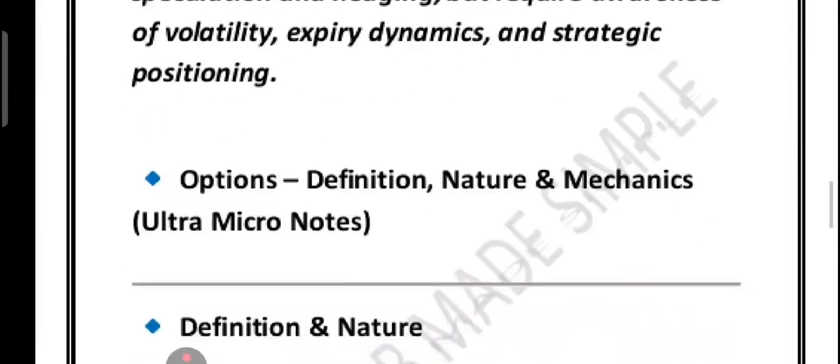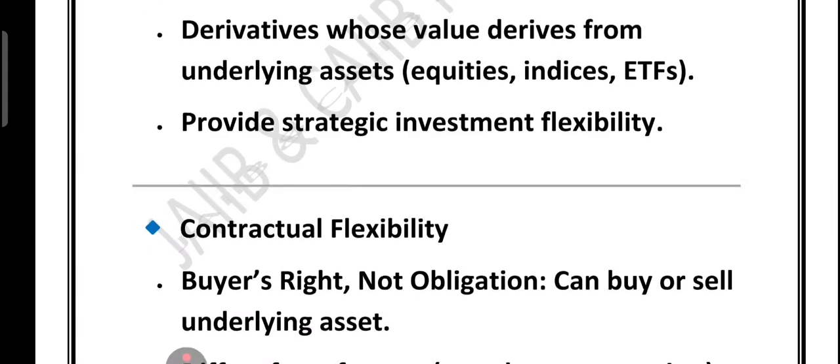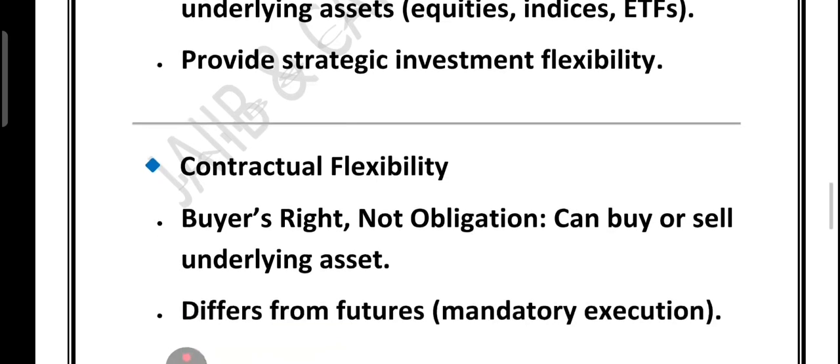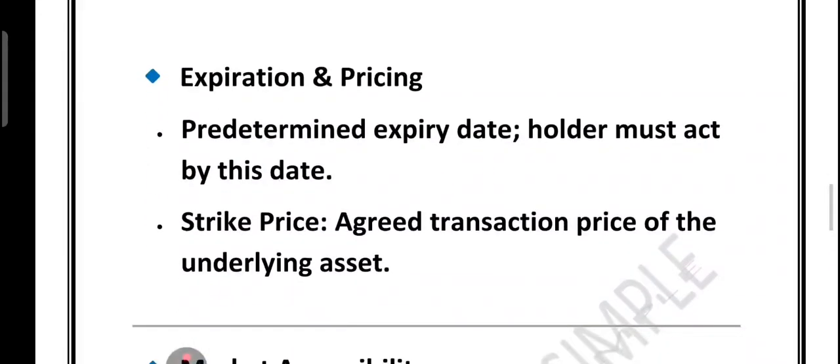Now let's talk about options. Let's talk about the option, what it is all about. So options are financial contracts whose value depends on another asset. Option value depends on assets like stocks, indices or ETFs. They give investors a flexible way to invest or manage risk. So some points they have mentioned, like derivative. Derivative value comes from the underlying asset. Then flexibility, a strategic investment tool.